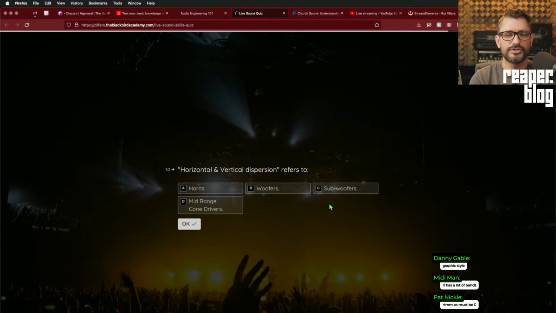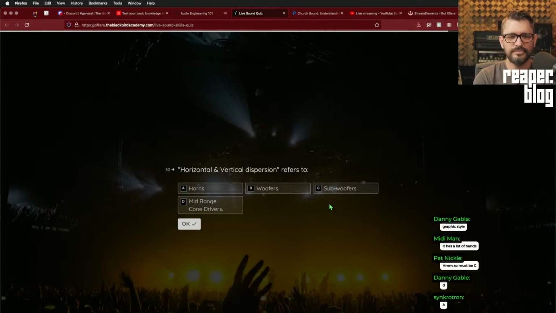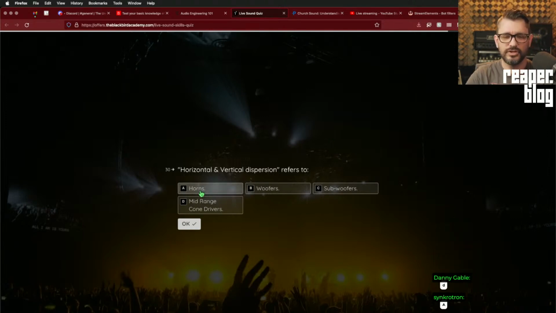Horizontal and vertical dispersion refers to horns, woofers, subwoofers, mid-range cone drivers. Subwoofers are like omnidirectional. They're always cone speakers. Woofers, again, basically the same. Horns actually have a shape. They're a rectangular shape usually, right? So I'm going to go with A on this. So a horn, horn driver, it's a wide dispersion.